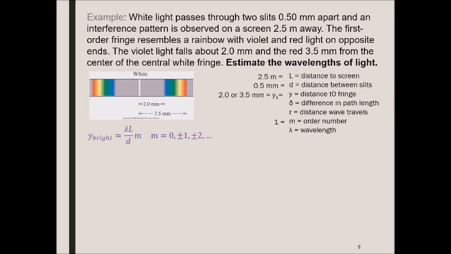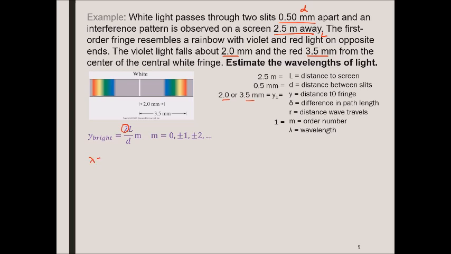So white light, so we start out with a non-monochromatic source, passes through 2 slits 0.05 millimeters apart, so that's d. And the screen is 2.5 meters away, so that's L. And then we get 2 distances for y, either red or violet light. So 2 extremes for our spectrum. So we want to calculate lambda.